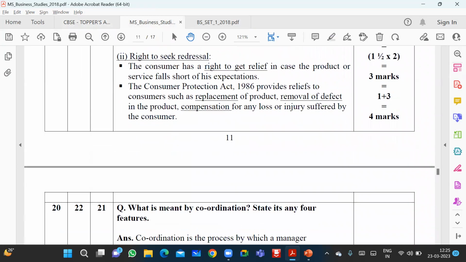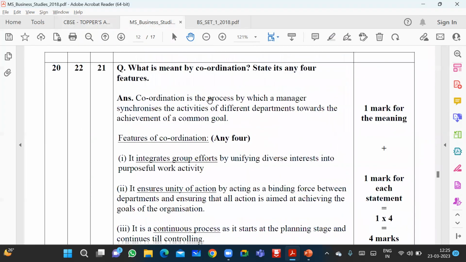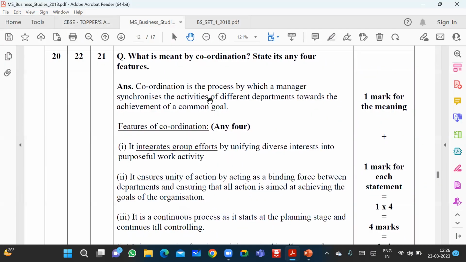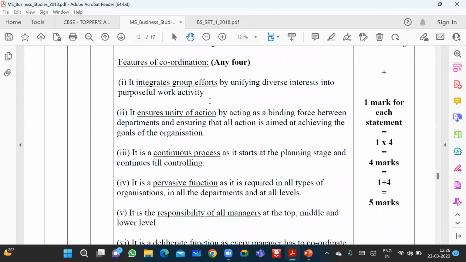And now come to the next question. Question number 20: What is the meaning of coordination, and state any 4 features? This question must be for 5 marks: 1 mark for writing the meaning of coordination, and 4 marks for writing any 4 features. So this way, 5 marks.